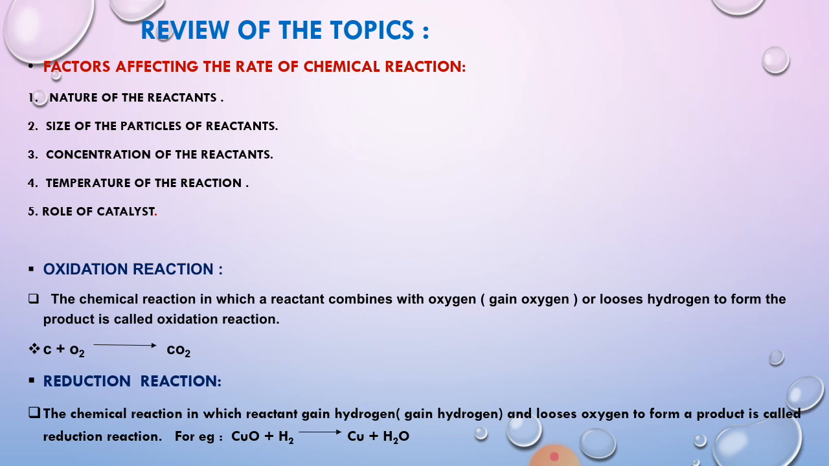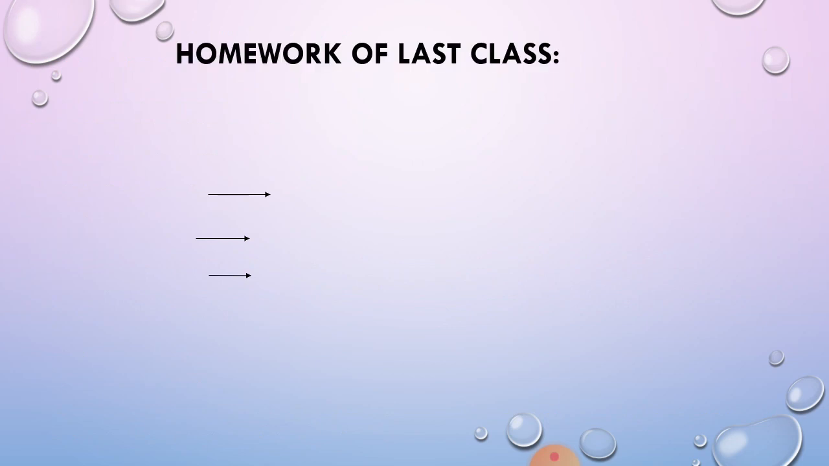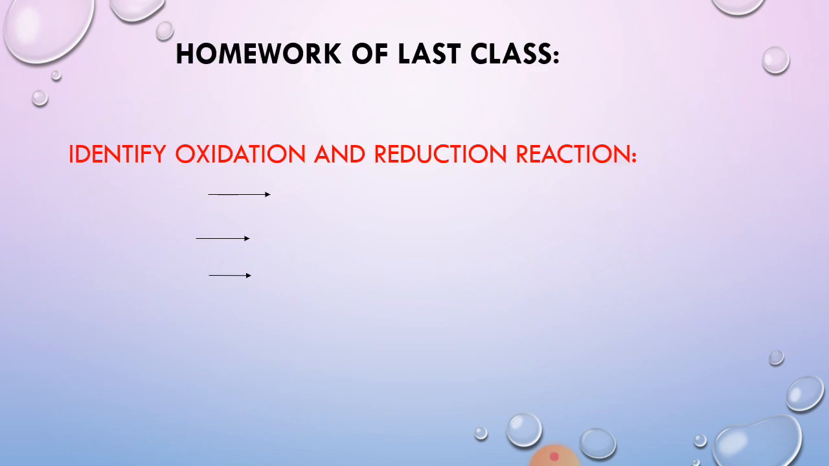If no O2 is added and no H2 is added, then look at the product side. If H2 is added at the product side, that means it loses hydrogen, and whenever a compound loses hydrogen, that is also called an oxidation reaction. I have given you some homework to identify oxidation and reduction reactions.